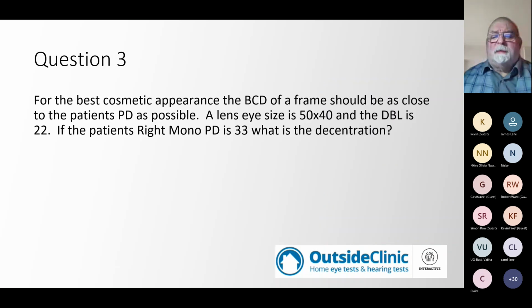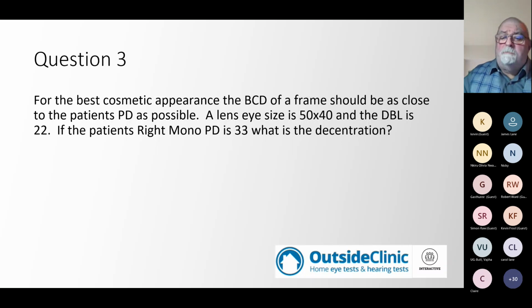So for the best cosmetic appearance, the box center distance of a frame should be as close to the patient's PD as possible. The box center distance is the horizontal lens size added to the distance between lenses. In this case, the lens size is 50 by 40 and the DBL is 22. So we add together the 50 and the 22, and that gives us a box center distance of 72 millimeters.